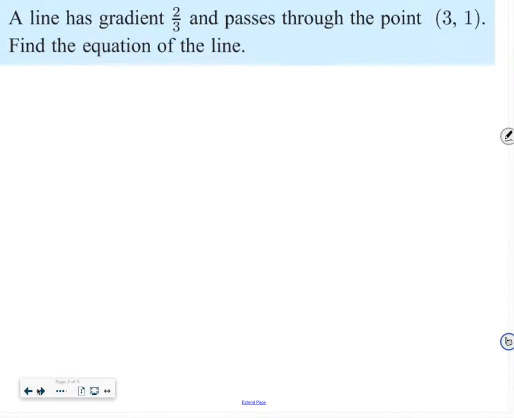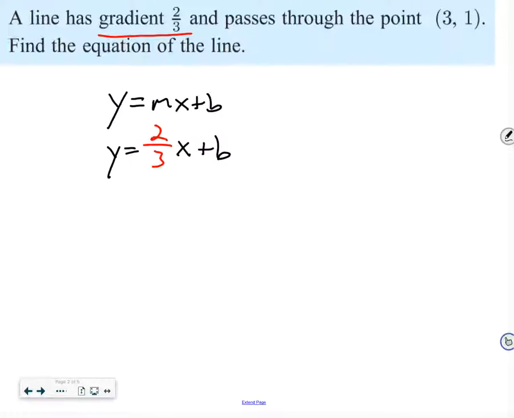A line has a gradient of 2/3 and passes through the point (3, 1). Okay, so again, I'm going to start with my y equals mx plus b. I always want to try and slowly get out the equation from the information I know. The first thing I know is my gradient is 2/3. So from there, I know that my m is equal to 2/3. Okay, so I still need to figure out my b part.